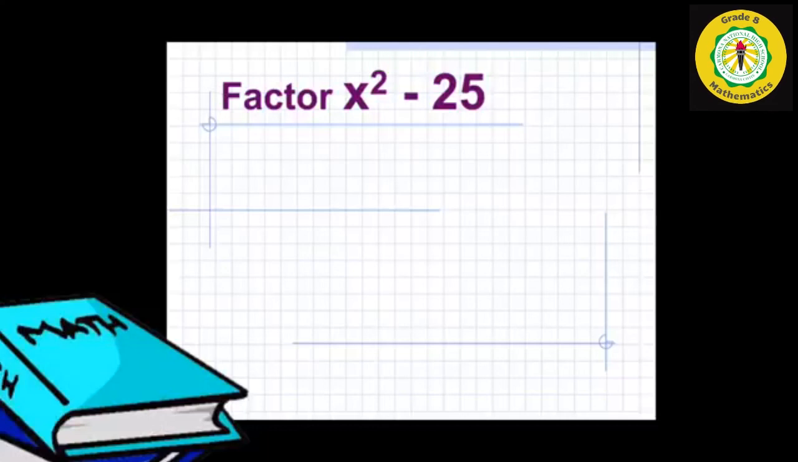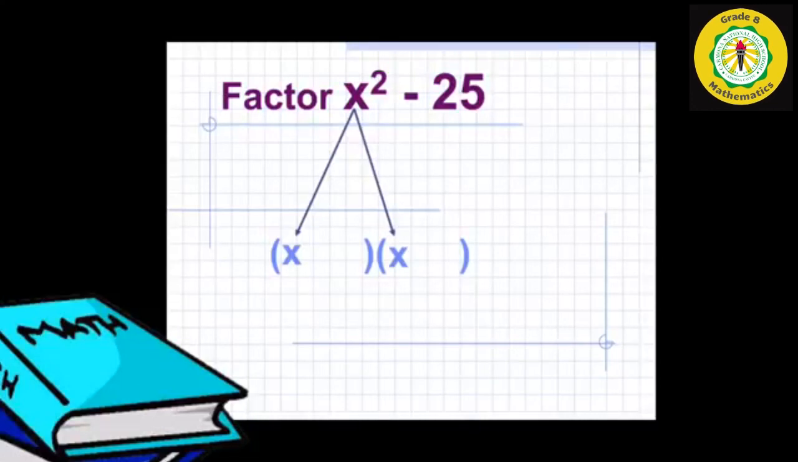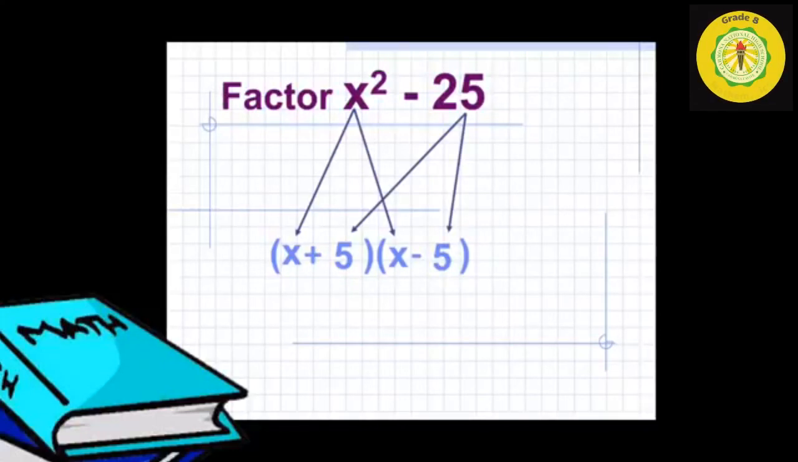For our first example, let's factor x squared minus 25. We need to find the square roots of the two terms that are perfect squares. The square root of x squared is x, and the square root of 25 is 5. Then we need to write the factorization as the sum and difference of the square roots. The sum of the square roots is x plus 5, and the difference between the roots is x minus 5. So, x squared minus 25, our answer is x plus 5 times the quantity of x minus 5.